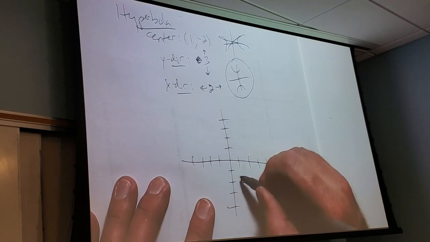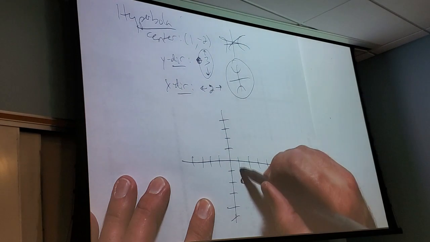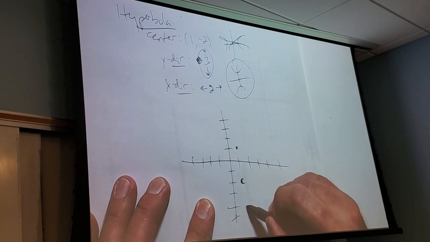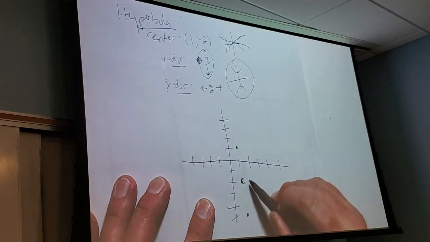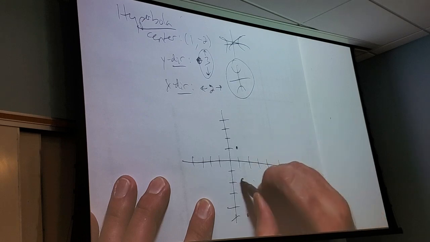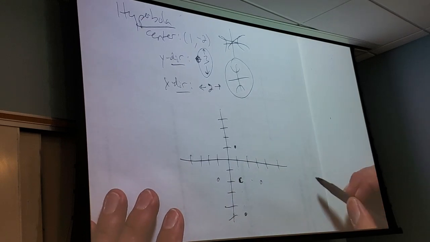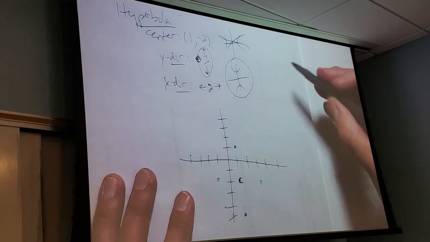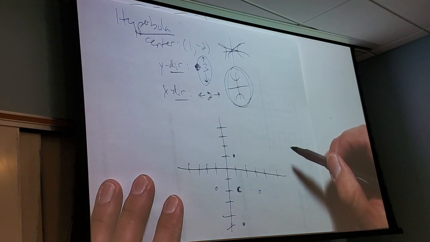And we said we're going to go up and down 3, right? So 1, 2, 3. 1, 2, 3. And then in the x direction, we're going to go 2. 1, 2. Why did I put open circles that way? Because what did we say it's going to be shaped like? It's going to be shaped like this. Right? Okay, maybe.